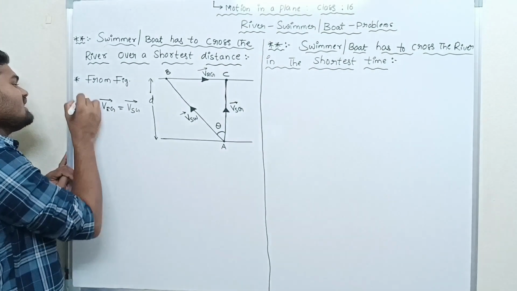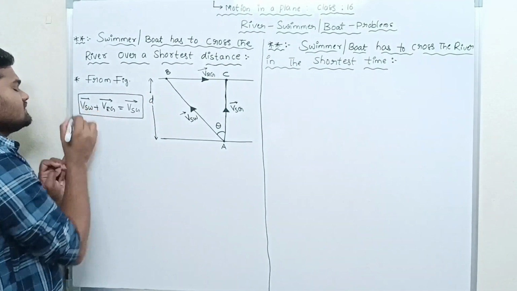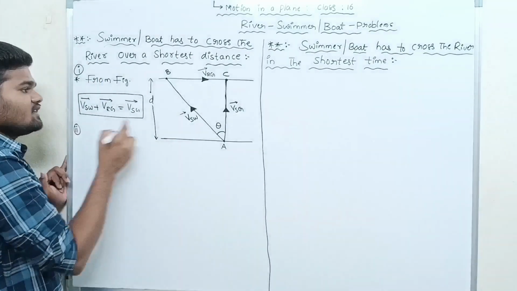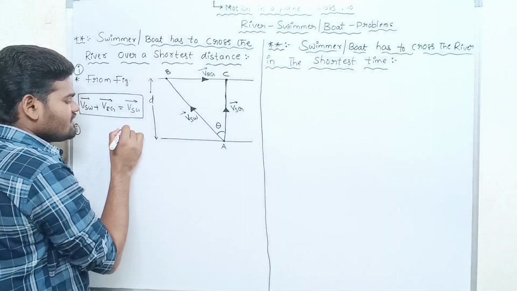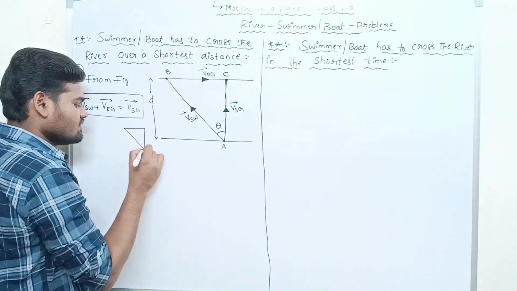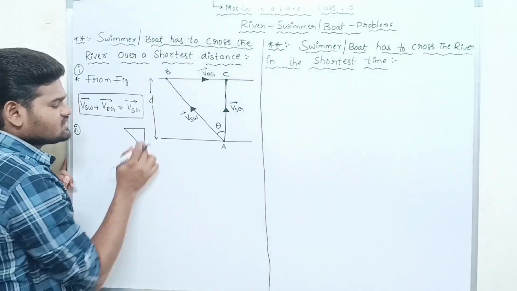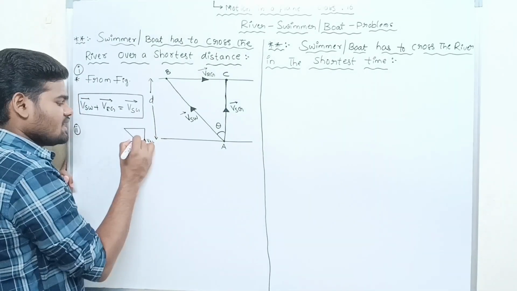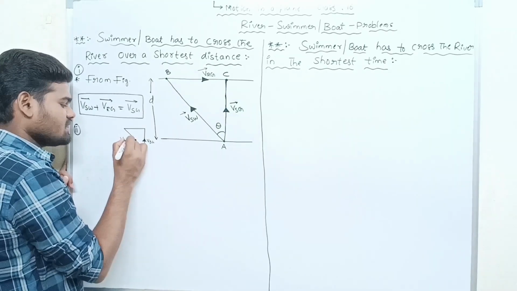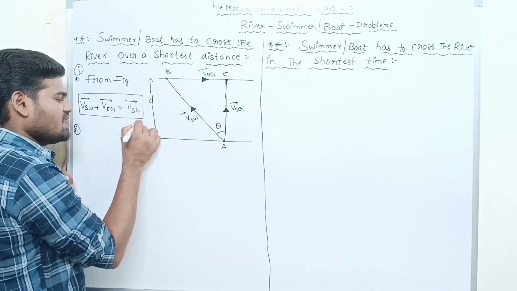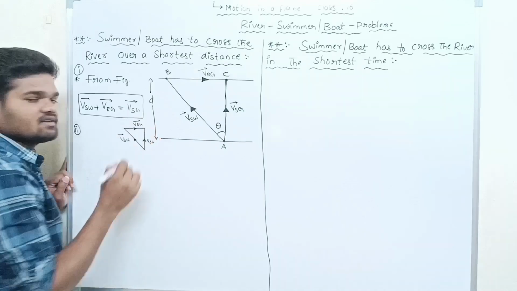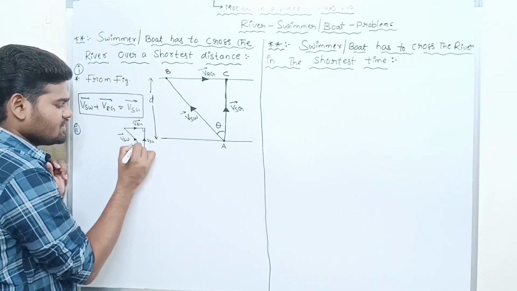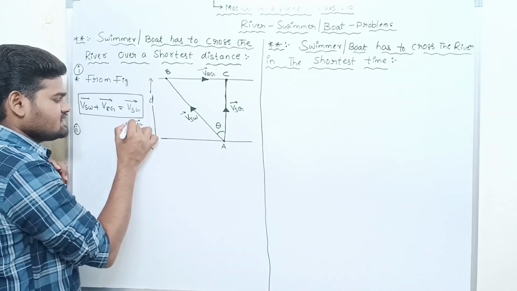So the same thing I have written here. So this is the first one. Now the second one, have a look. From this diagram, it is clear that one right angle triangle is formed. So what is this? Velocity of swimmer with respect to ground, velocity of swimmer with respect to water, and velocity of river with respect to ground. It is a right angle triangle, so this is 90 degrees. This is the hypotenuse, this is side 1, and this is side 2.